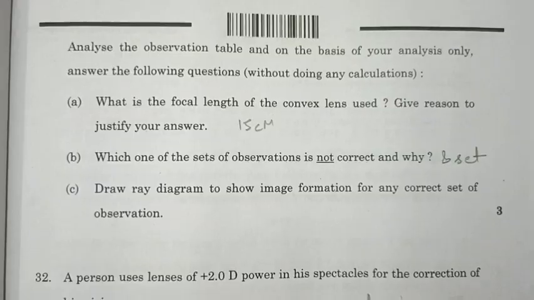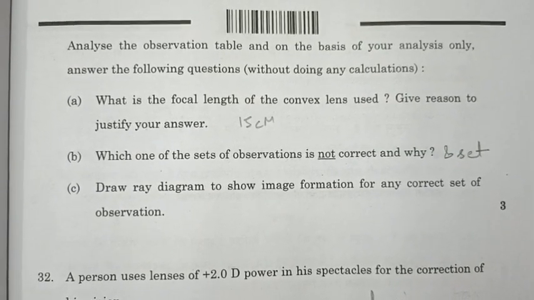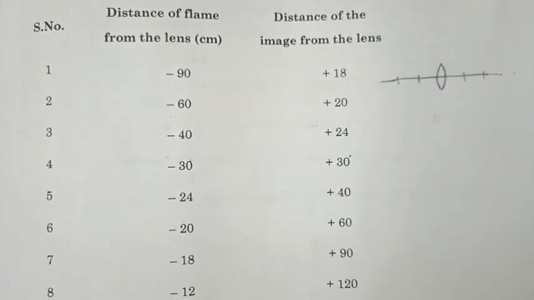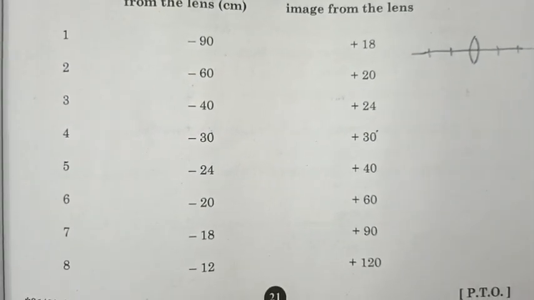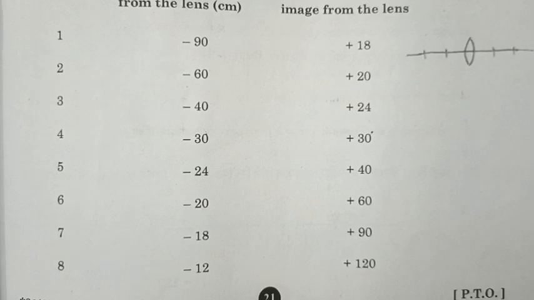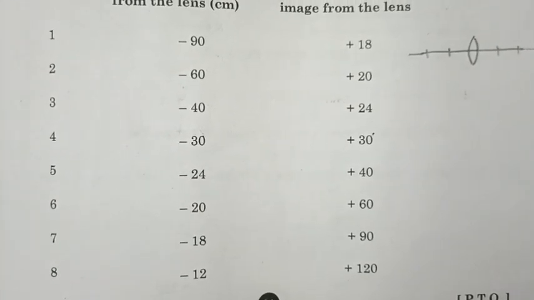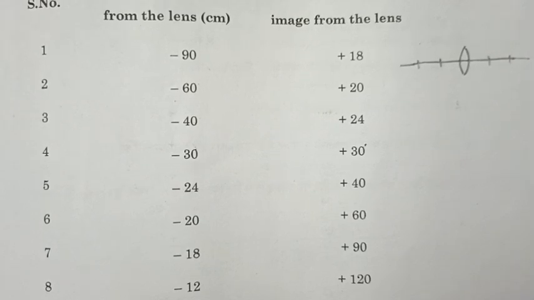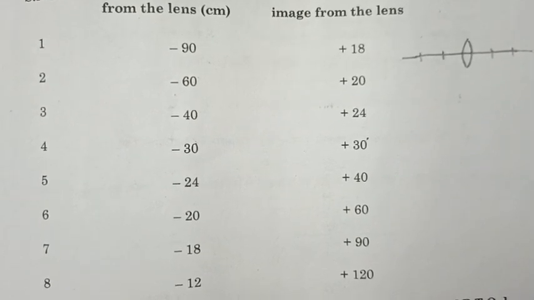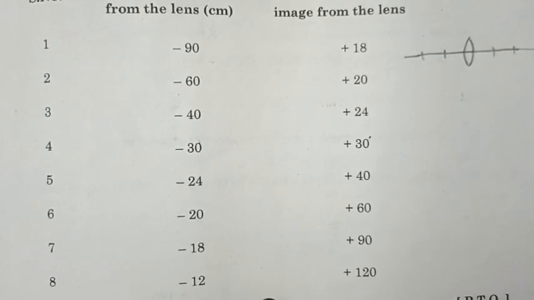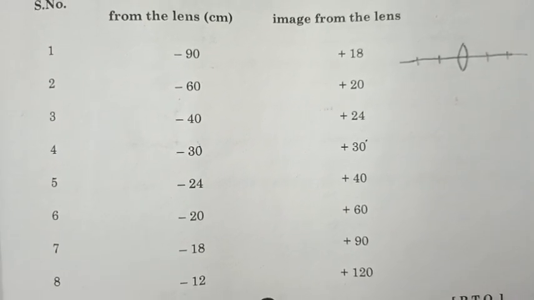Question number 31. So question A, what is the focal length of the convex lens used? Give reason to justify your answer. The focal length is 15 centimeter without doing any calculation, because if we place the object at 2f, we get the image at 2f on the other side of the lens. So here we have 30, at 30 centimeter we get the same distance from the lens, so half of this distance is 15. So without doing any calculation, we get 15 centimeter as the focal length.